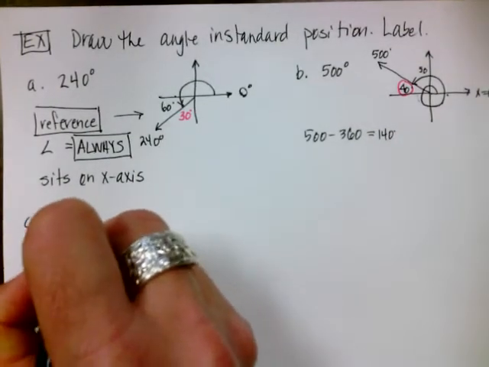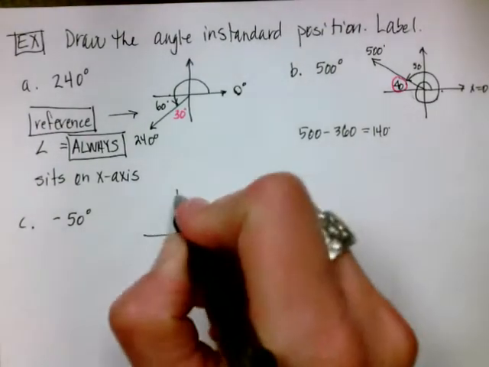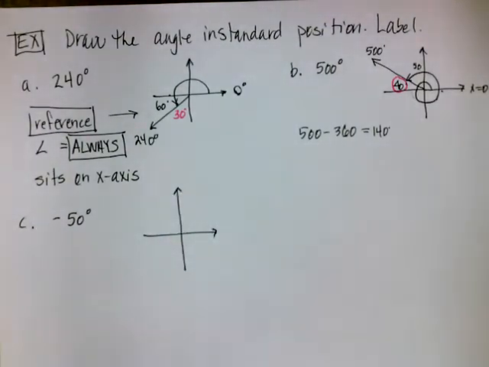So this one's going to be a negative 50 degrees. So again, I always start with my little coordinate system. Notice I always put 2 arrows on it.